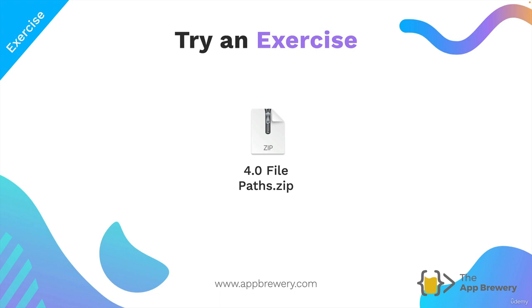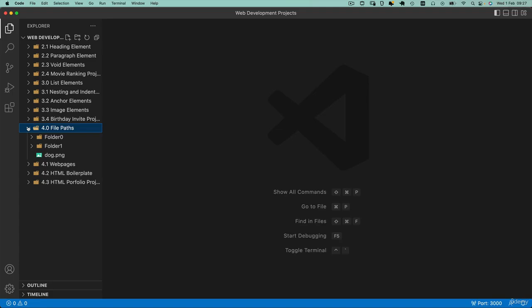So now it's time to try an exercise and see if you've understood some of the important concepts that we covered in terms of file paths. Once you've downloaded and extracted the folder that we've set up for you, you should have it open in VS Code inside your web development projects folder.